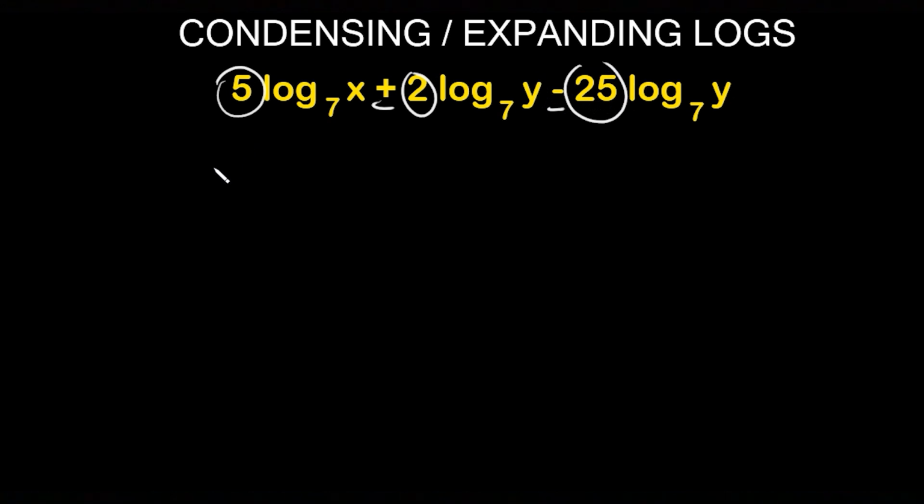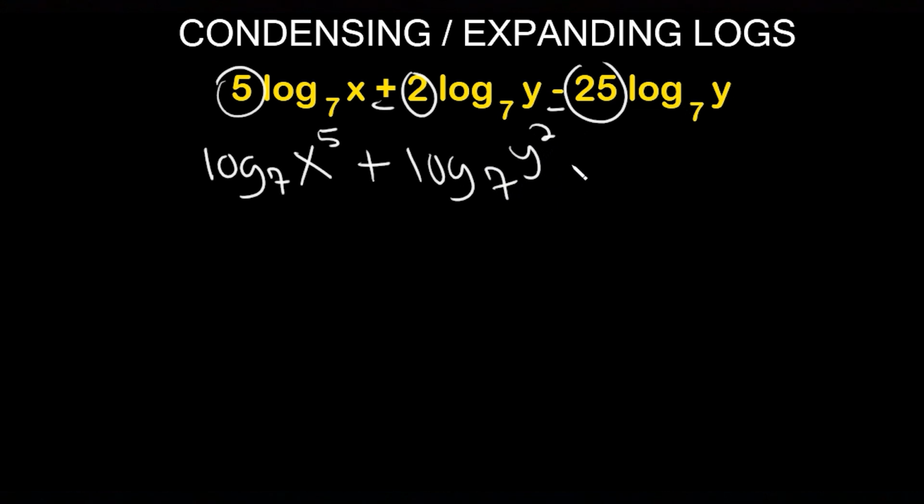So rewriting it, you're going to have log base 7 and then x to the 5th power, and then we have plus log base 7, and then we have y to the 2nd power. Then minus log base 7, and then we have y to the 25th power, okay? So now that we applied the power property, we can go ahead and condense it down.